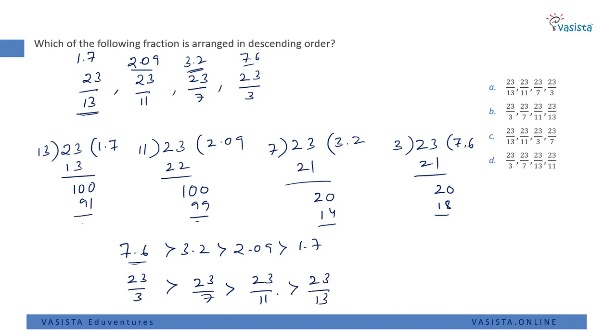So now this is in descending order: 23 by 3, 23 by 7, 23 by 11, 23 by 13. So option B is the right one.